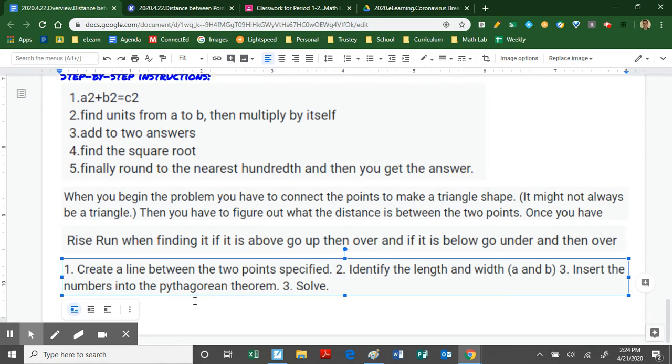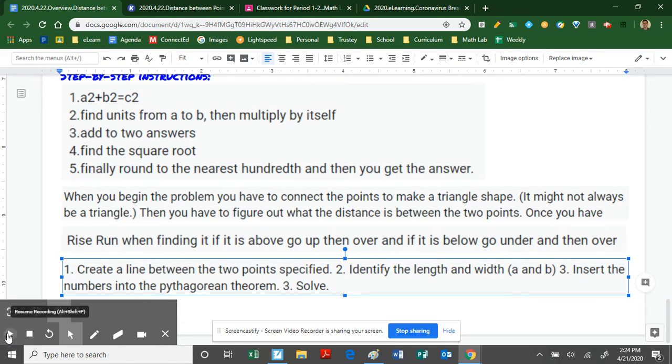And then this person, a little more concise way of saying, create the lines between the two, identify the length and the width, or the A and the B, or the two legs. Insert the numbers in the Pythagorean theorem and solve. This person was a little more explicit with solving. This person is a little more concise. That's what we have for your answers from the exit problems from Monday. And so let's get back to some guided practice problems.